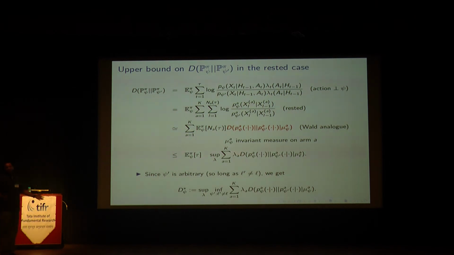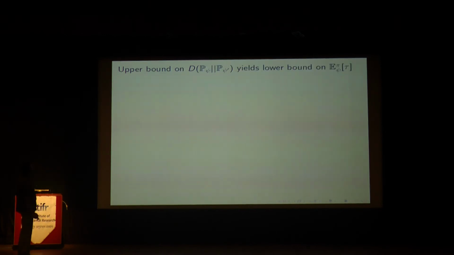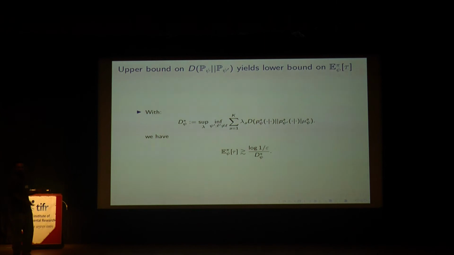Okay, so with this you essentially get the lower bound, and this is for the rested case. So what happens in the restless case? Okay, so this is just a summarization. An upper bound on the relative entropy on the left side actually yields a lower bound on the expected search time. Since this d star is the per unit time upper bound, you need to wait at least how much you need to get divided by what you can get per unit time, and so you need to wait at least this long.